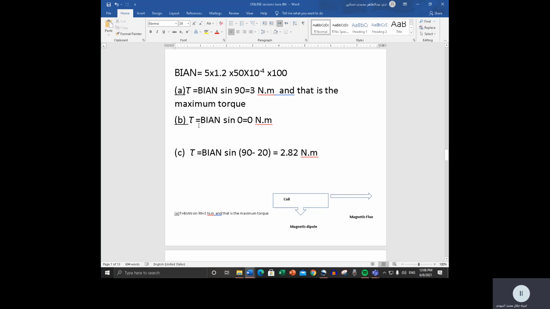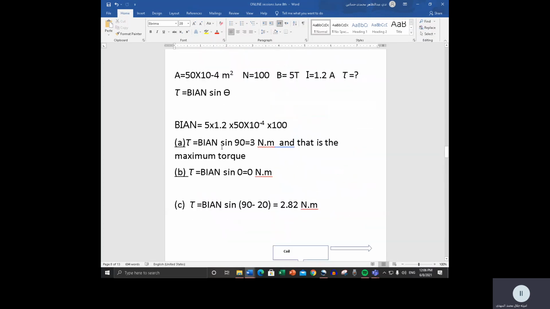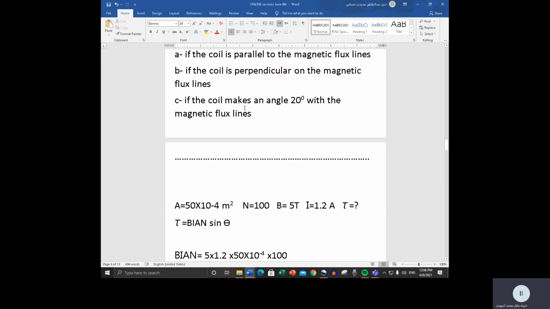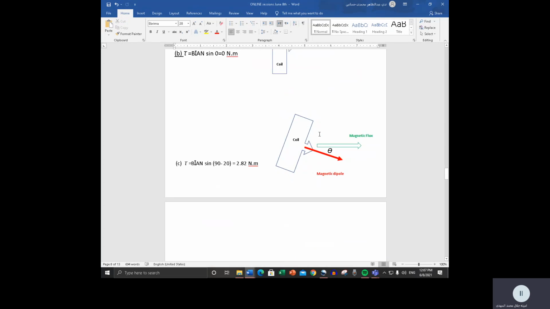Now the third case. Let me read the title again from the question. He said, if the coil makes an angle 20 with the magnetic flux lines. Pay attention. He said the coil makes an angle, not the magnetic dipole. He said the coil itself. The coil makes an angle 20 with the magnetic flux lines, which means that this is the angle he mentioned. In the law, theta is this one. So I have to get this one from the total, 90. So 90 minus 20. So tau here in the third case equals BIAN sine 90 minus 20.